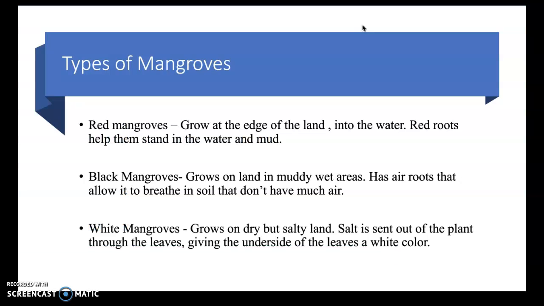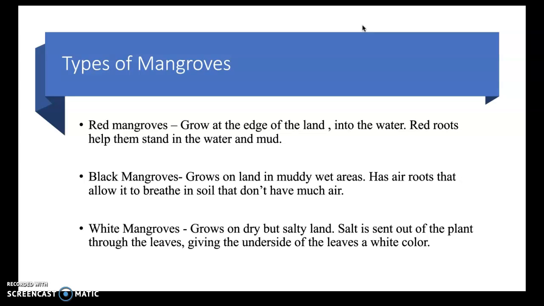I'm going to begin today by discussing the types of mangroves. There are three types: red mangroves, black mangroves, and white mangroves. Red mangroves grow at the end of the land into the water, and they have red roots that help them stand in the water and mud.